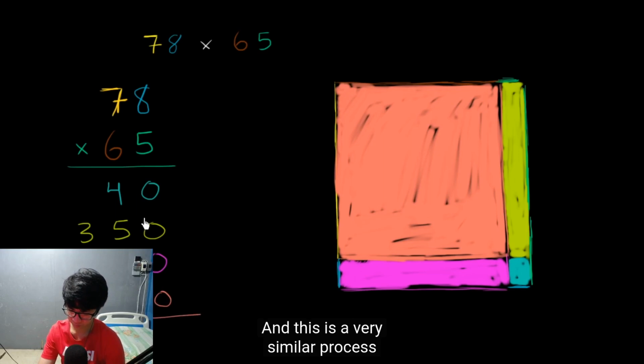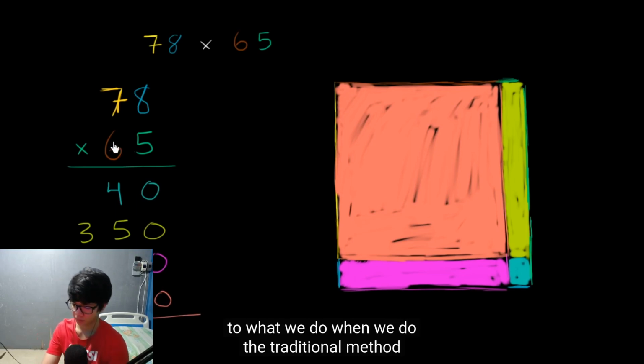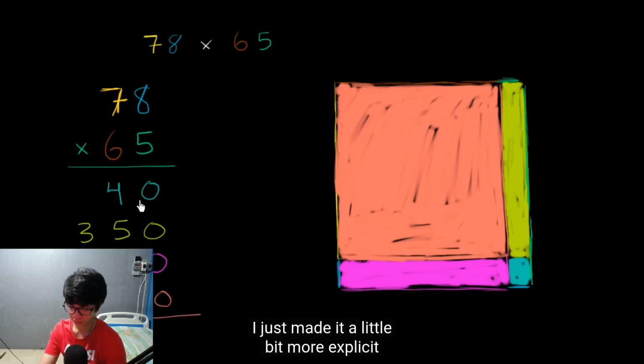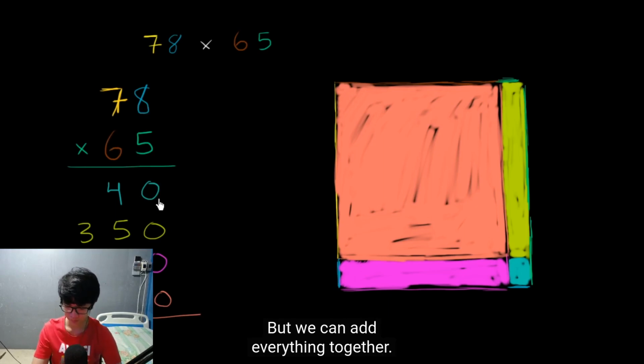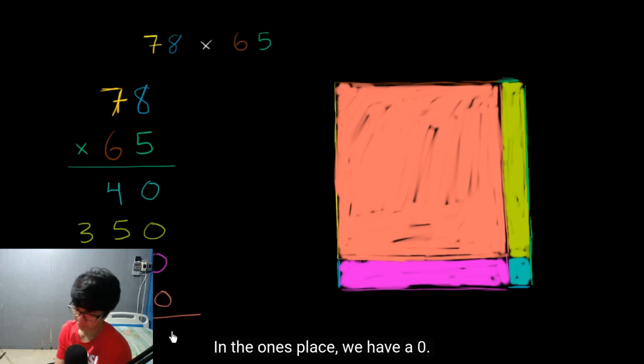And this is a very similar process to what we do when we do the traditional method of multiplying. I just made it a little bit more explicit what parts are from multiplying which digits. But we can add everything together. In the ones place, we have 0.